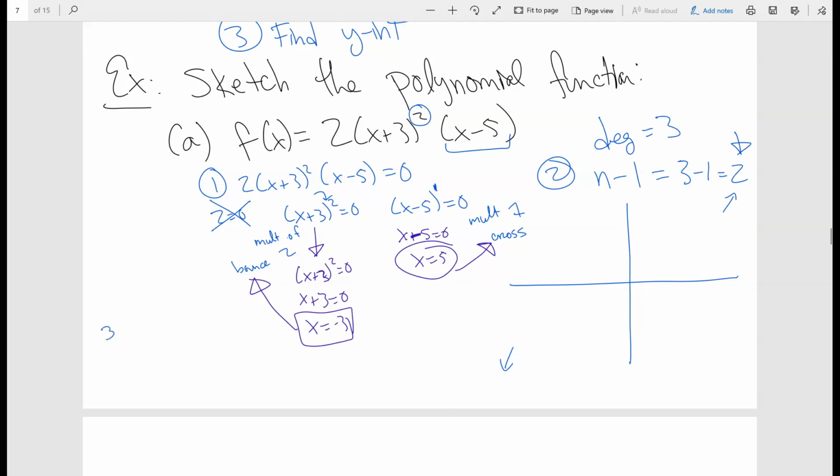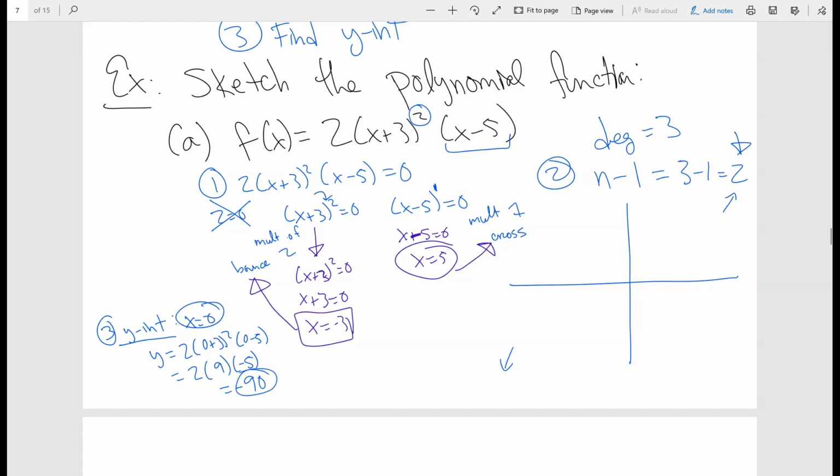Can we find the y-intercept? Remember, the y-intercept is where x equals 0. So we're going to go ahead and put 0. So y is equal to 2 times 0 plus 3 squared, times 0 minus 5. That's 2 times 9 times negative 5, which gives me negative 90. So that means at x equals 0, y is negative 90.